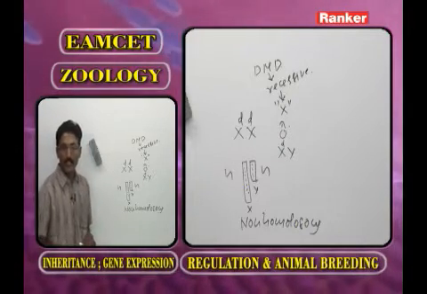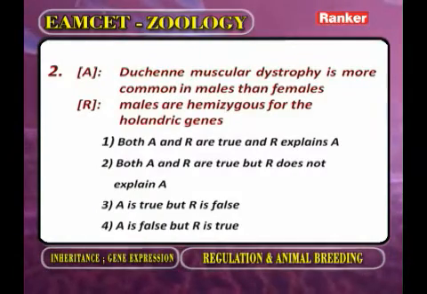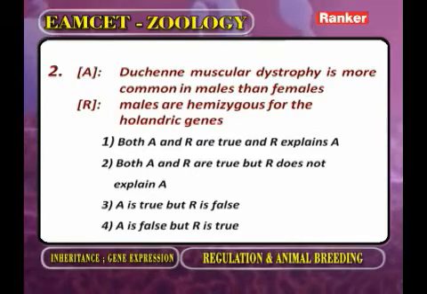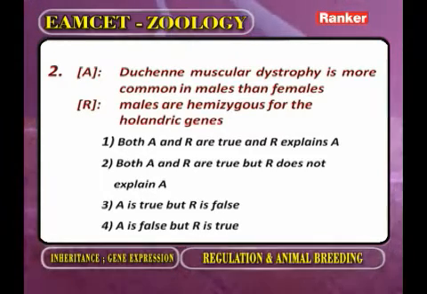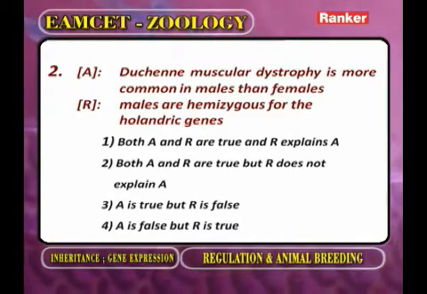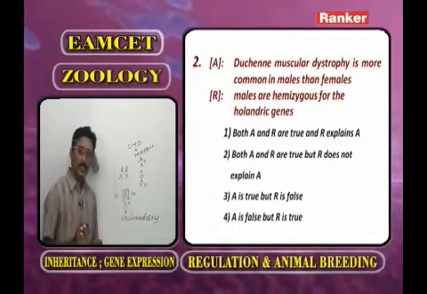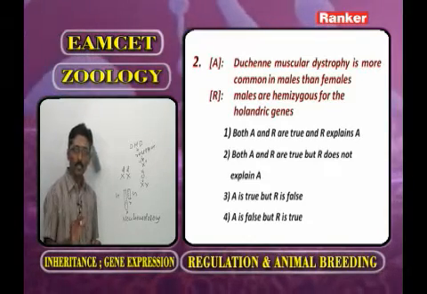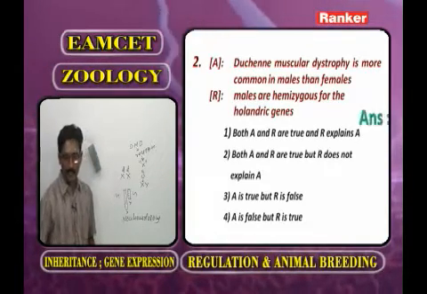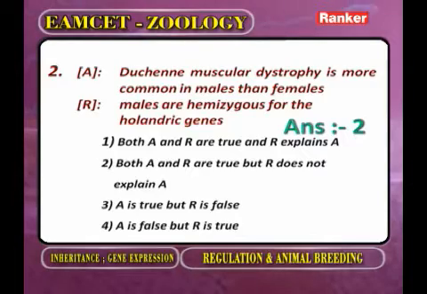Now here you have to observe the assertion: Duchenne muscular dystrophy is more common in males than females. So the assertion is correct. What about the reason? The males are hemizygous. Hemizygous means haploid for holandric genes. What are the holandric genes? They are present on Y chromosome. So A and R are correct, but R does not explain A. Next question.